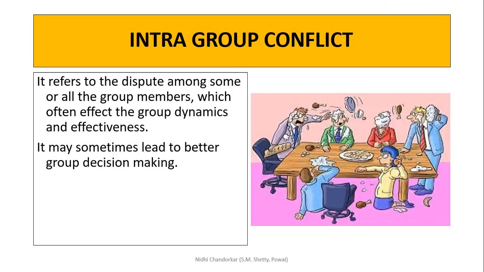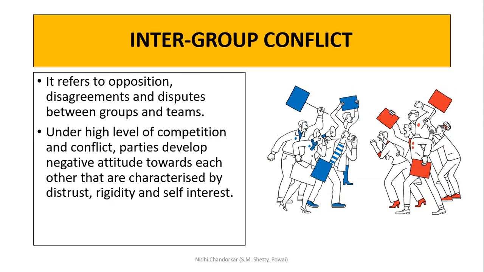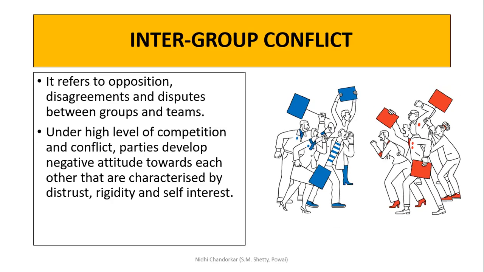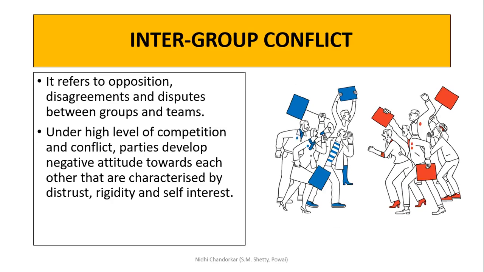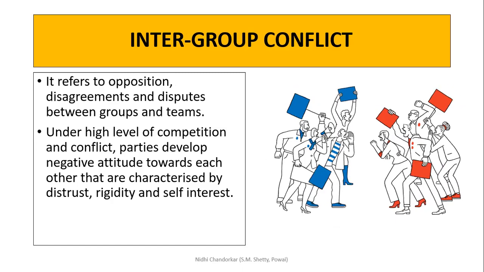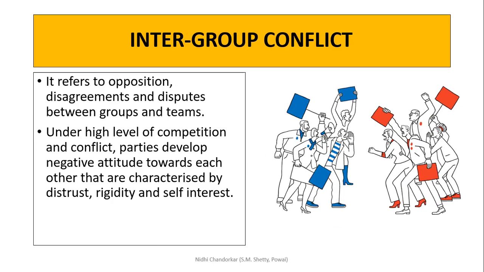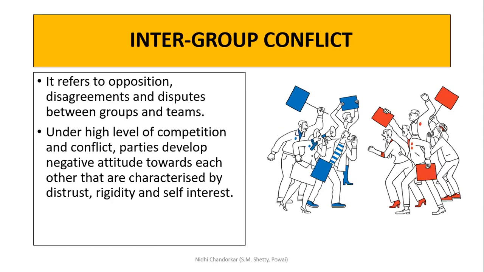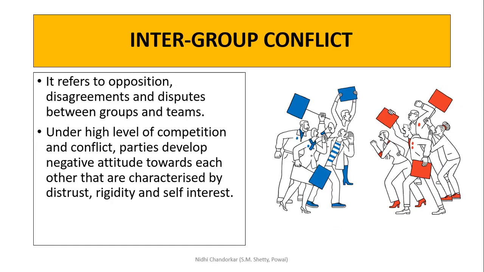Intragroup conflict refers to the dispute among some or all group members, which often affects the group dynamics and effectiveness. It may sometimes lead to better decision making also. Intergroup conflict refers to opposition, disagreement, and disputes between groups and teams. Under high level of competition and conflict, parties develop negative attitudes towards each other that are characterized by distrust, rigidity, and self interest.